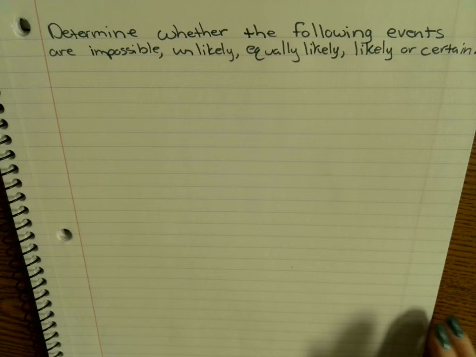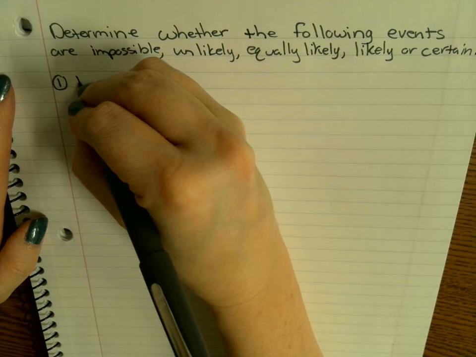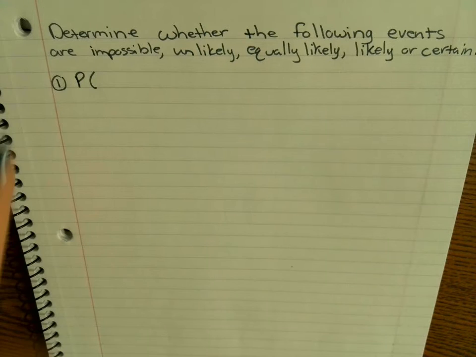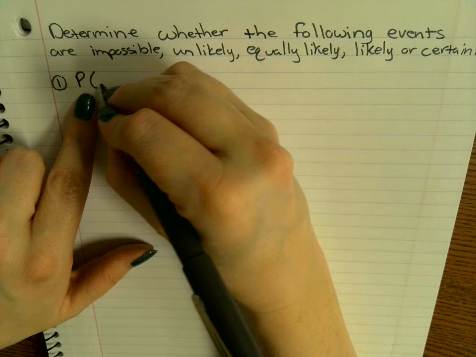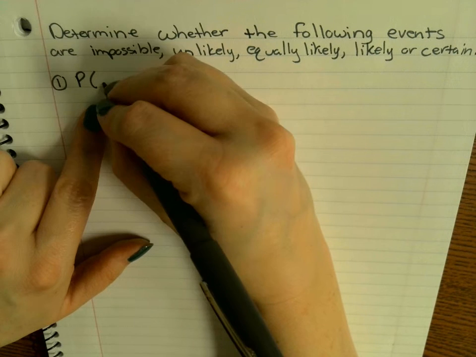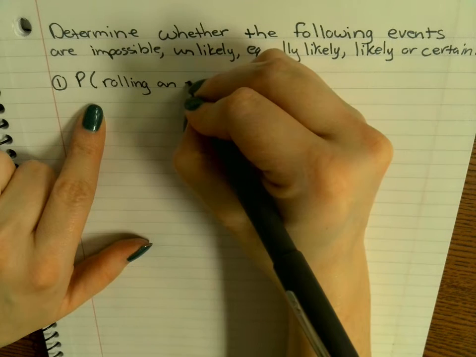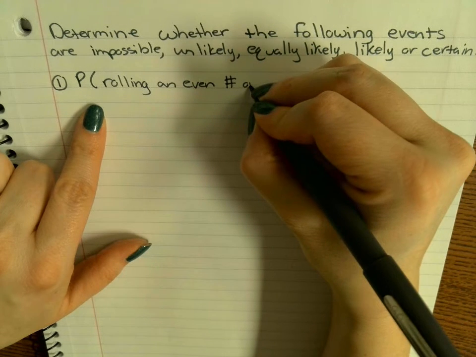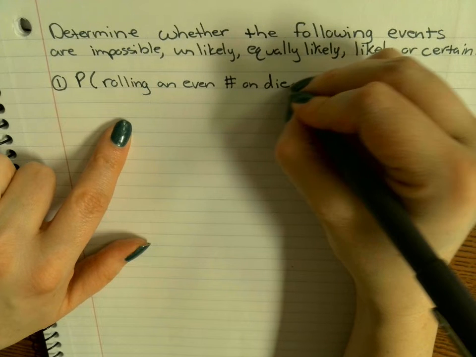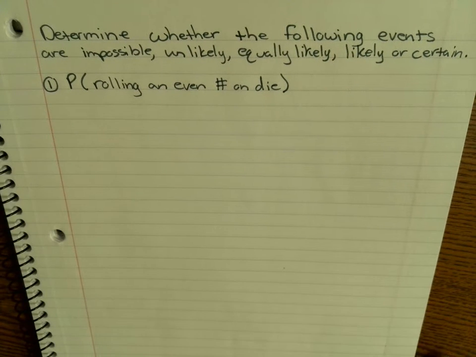So again, like I said, when we talk about probability, we just use shorthand methods of writing it. We're going to put P, so that's probability of rolling an even number on a number cube or on a die. I want the probability of rolling an even number on the number cube or die.